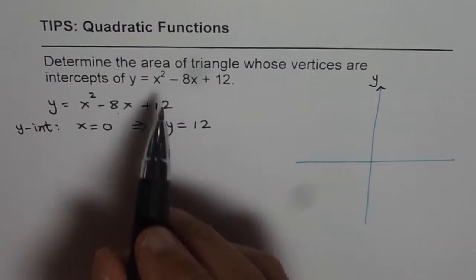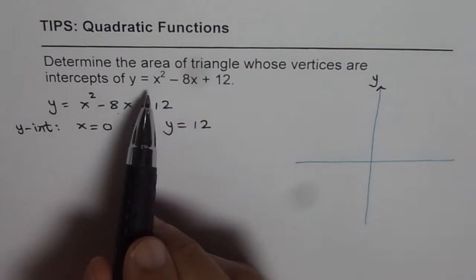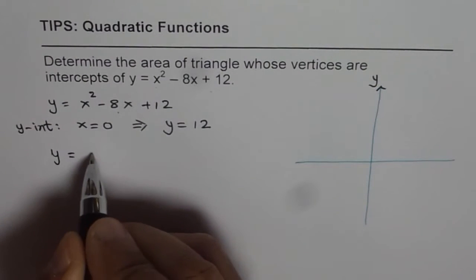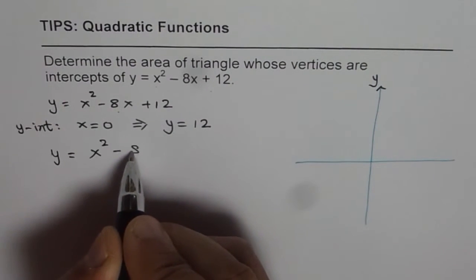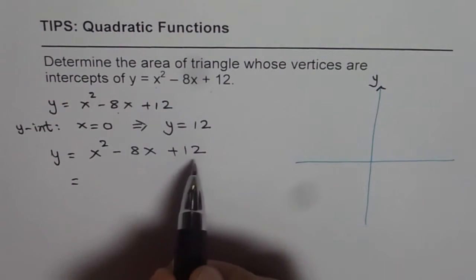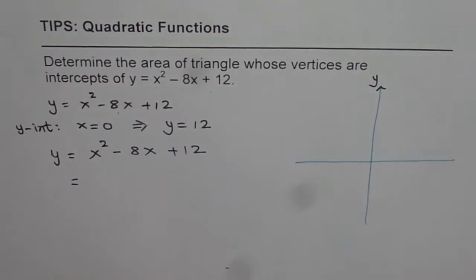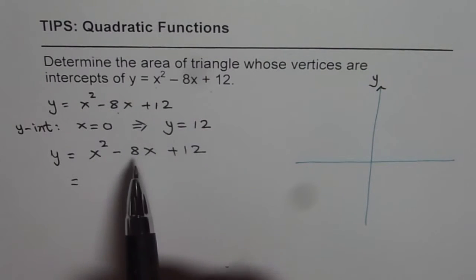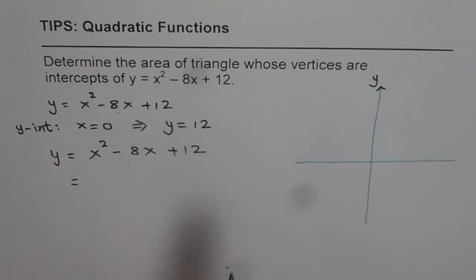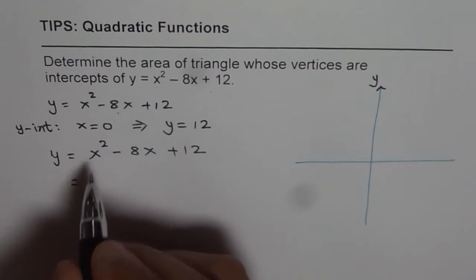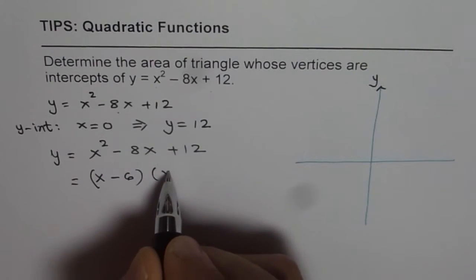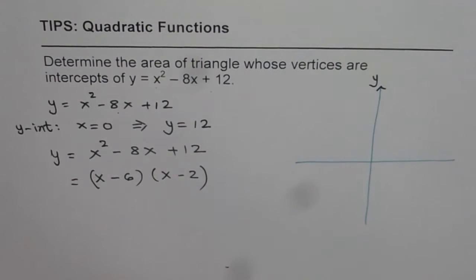Now let us find the x-intercepts. To find x-intercepts, we need to factor the given function. So we have x squared minus 8x plus 12. Now to factor this, we are looking for two numbers whose product is 12 and sum is minus 8. So the numbers could be minus 6 and minus 2. So we can write this as (x minus 6) times (x minus 2), right? So that is how we'll factor it.